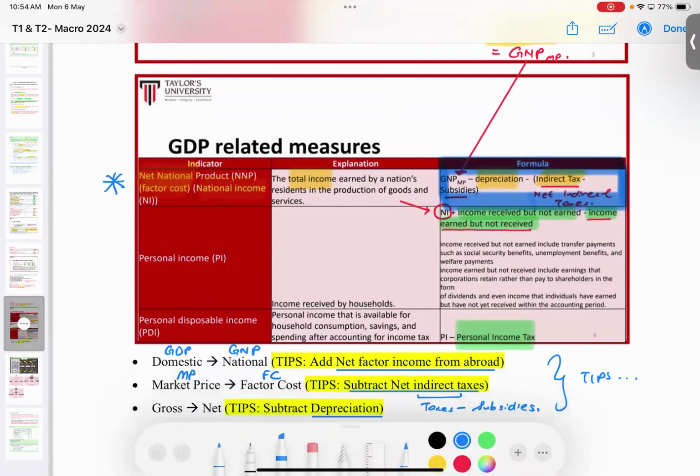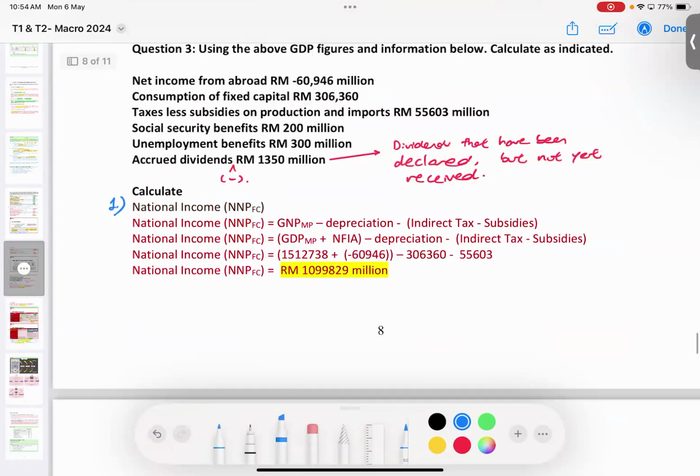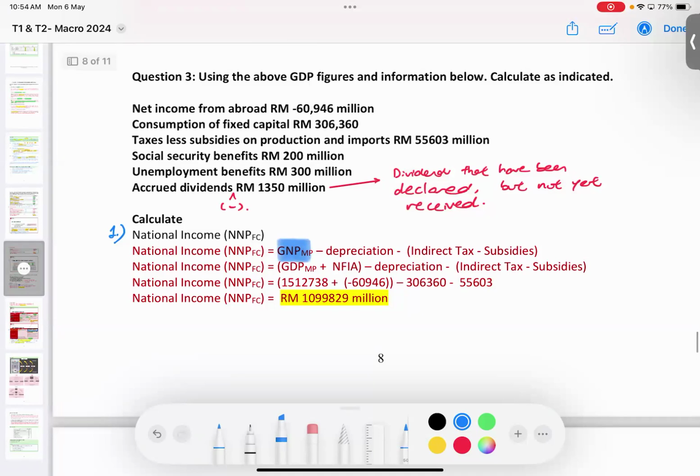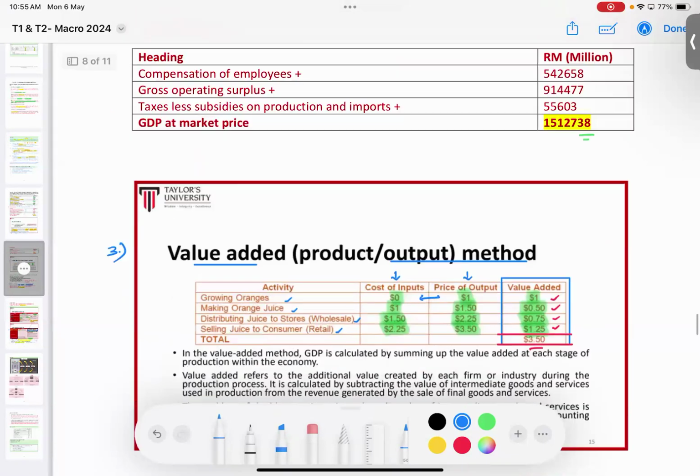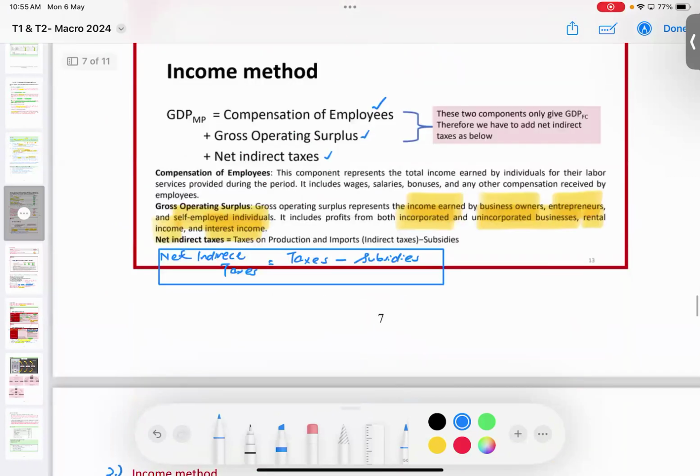That formula, which is GNP minus depreciation minus this one, which is net indirect taxes. But you don't really have GNP right now. They want you to continue from the figure just now. Remember just now this figure that you got, this one, and this one.